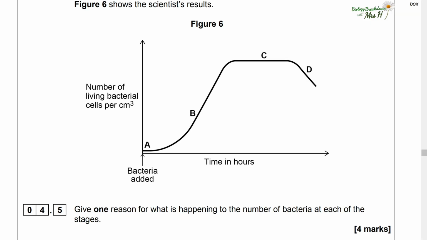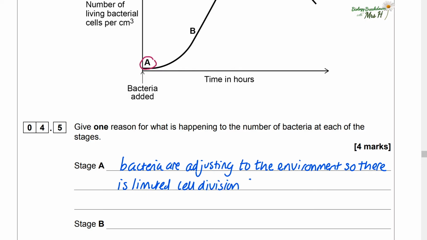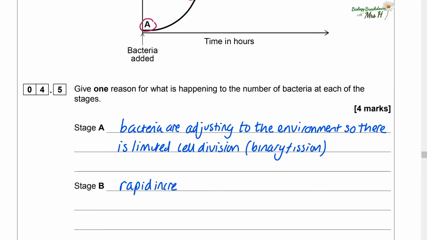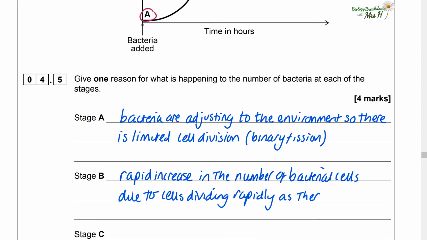Figure 6 shows the scientists' results. So we've got the number of bacterial cells per centimetres cubed and time in hours. Give one reason for what is happening to the number of bacteria at each of the stages. Well, in stage A, the bacteria are adjusting to the environment. So there's limited cell division, also known as binary fission. For stage B, we can see that there is a rapid increase in the number of bacterial cells. And that is because the cells are dividing rapidly because there's a good supply of food. And let's give an example, glucose.